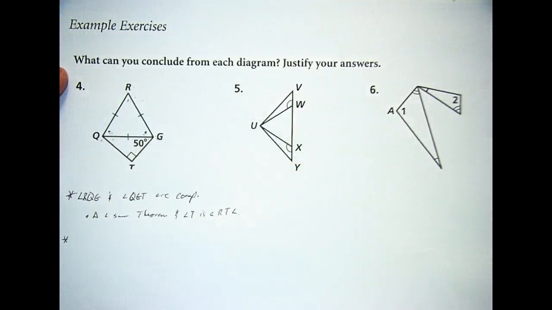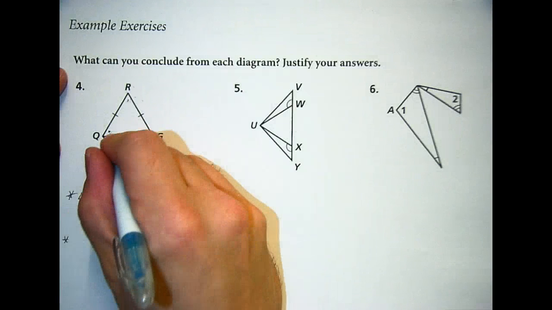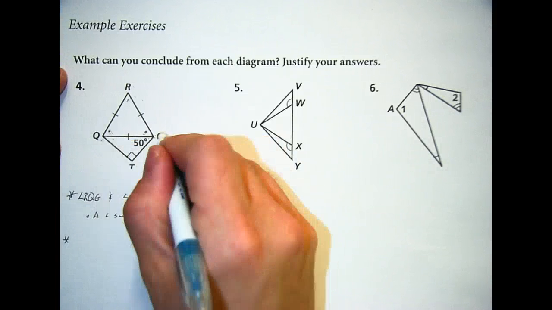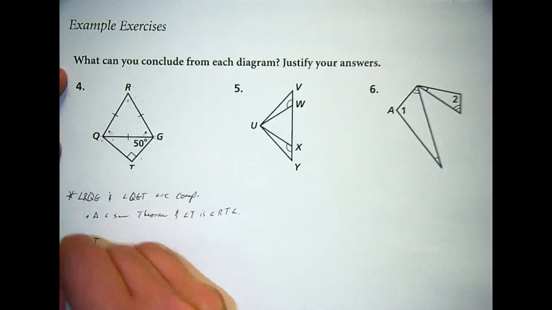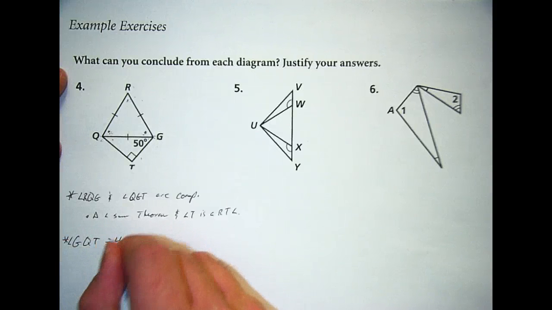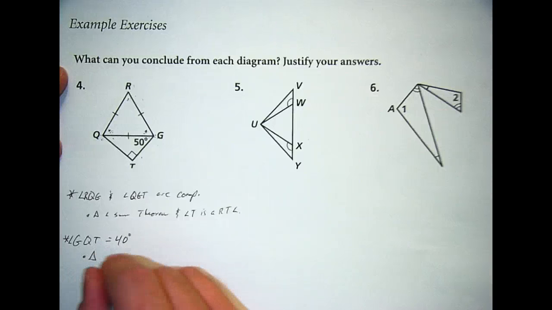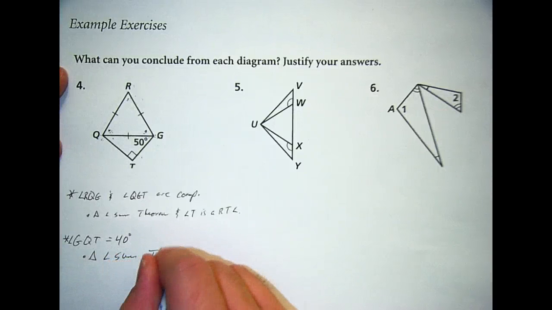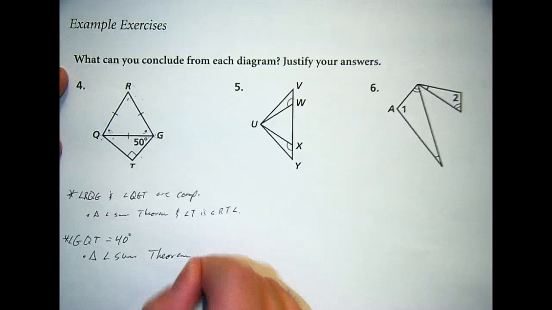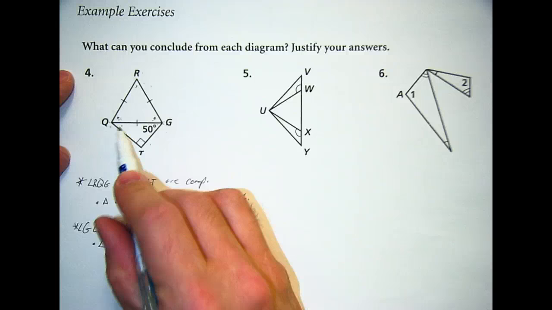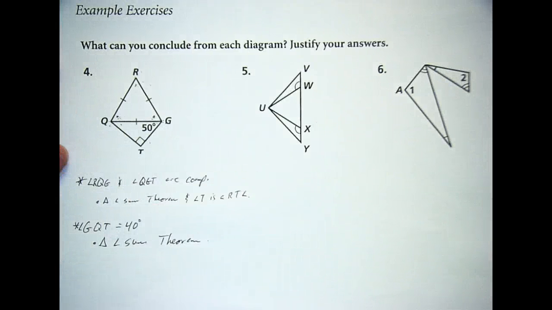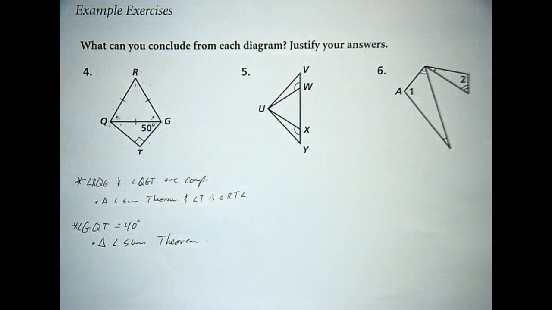What angle can we figure out up there? Olivia? So like this one? So we got angle GQT is? Yeah, how do you know? Good, and we say triangle angle sum theorem. You guys get used to saying that. You're going to say it a lot this year. It's just the triangle angle sum theorem, saying that this plus this plus this have to add up to 180. That's all that says. Okay.